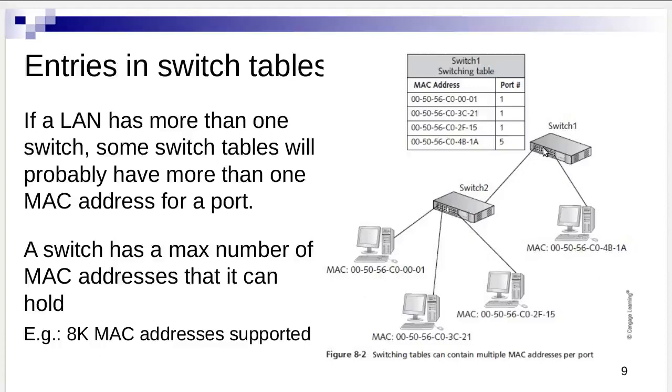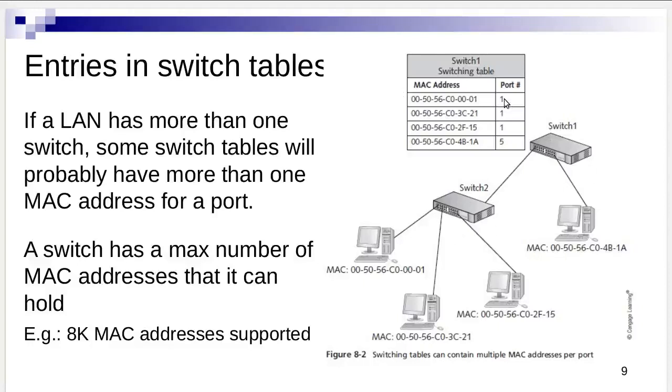So that's why we say that if a LAN has more than one switch, some of the tables will probably have more than one MAC address for a single port. And so this is an example where switch 2 is connected to port 1 of switch 1, and in switch 1 this is the switching table. Switch 2 will have a totally different switching table.